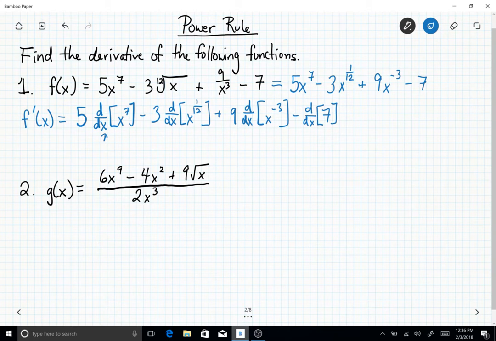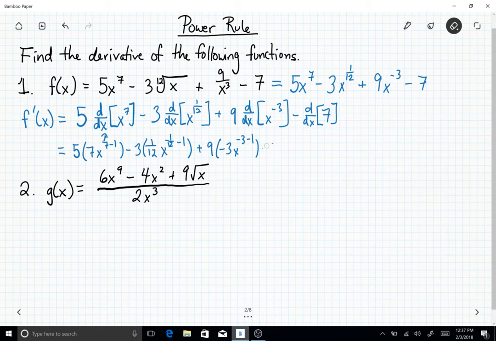So in this case, we can break this on down. So you get 5 times 7x to the 7 minus 1, minus 3 times 1/12 x to the 1/12 minus 1 power, which we'll be able to simplify soon enough, and then 9 times -3 x to the -3 minus 1 power, and then the derivative of the constant is just 0, so I'll put minus 0 since we had a minus symbol in front of that.